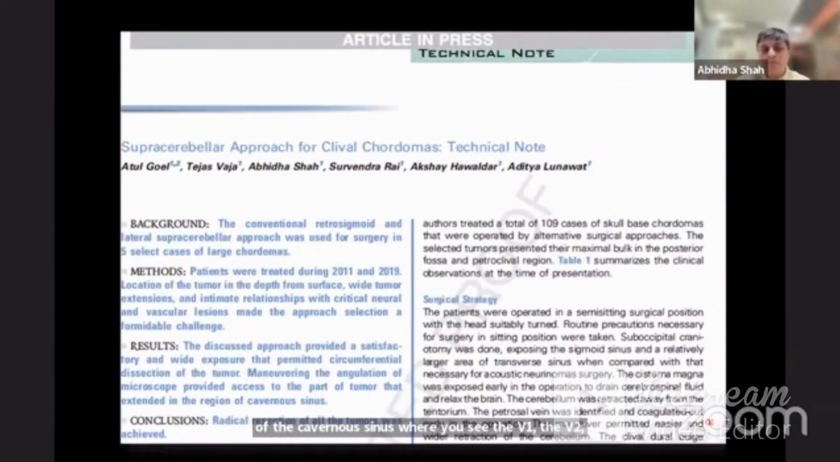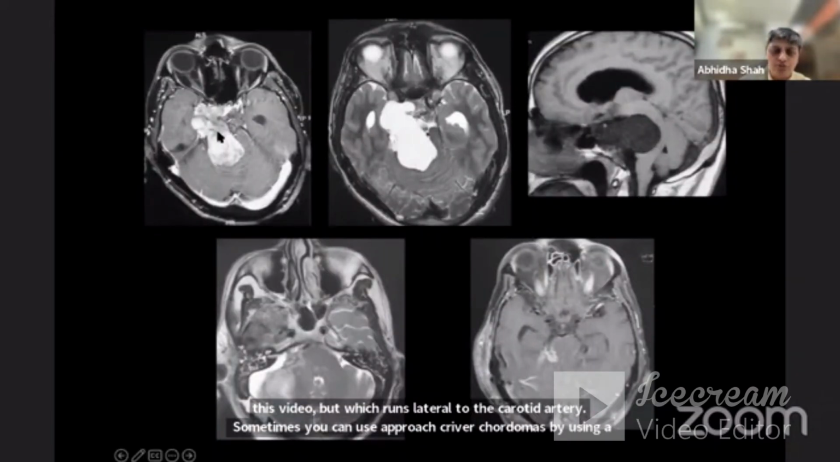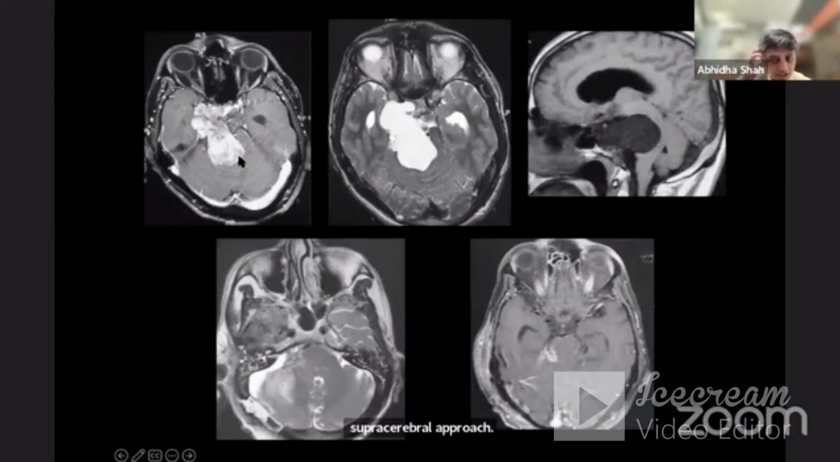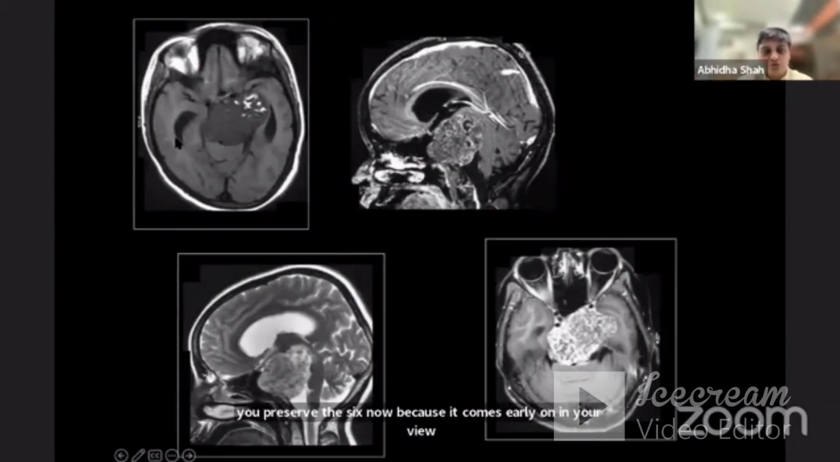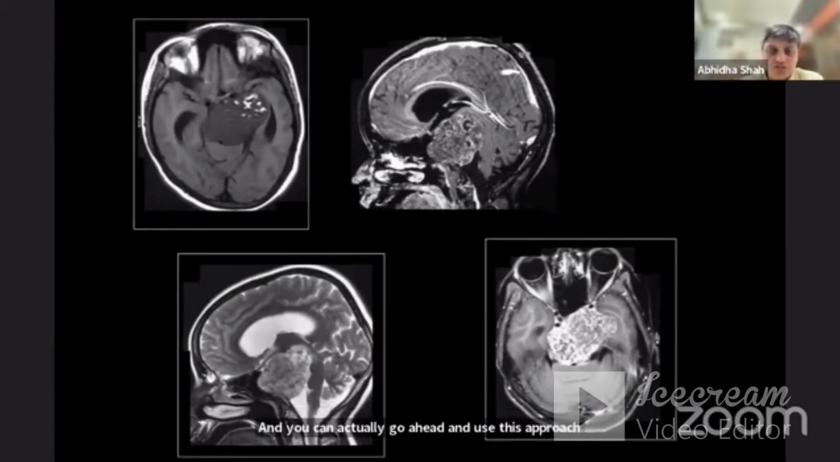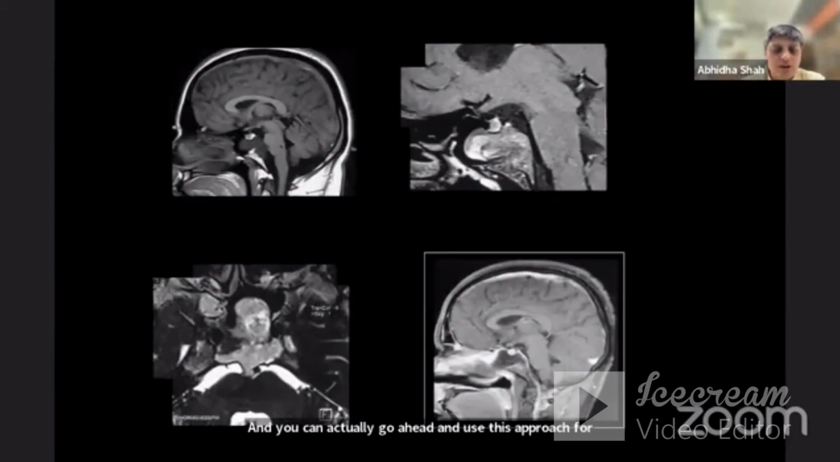Sometimes you can approach clival chordomas by using a supracerebellar approach. And that is also a good approach for some of these tumors which have this huge extension. And in this approach, you preserve the 6th nerve because it comes early on in your view, and you can actually go ahead and use this approach for removing these tumors. So you can see some of these chordomas that have been operated.